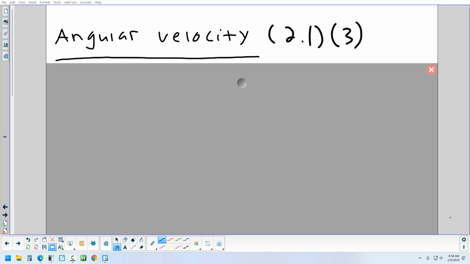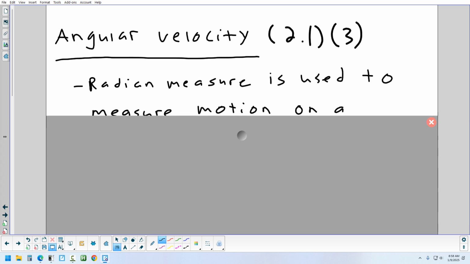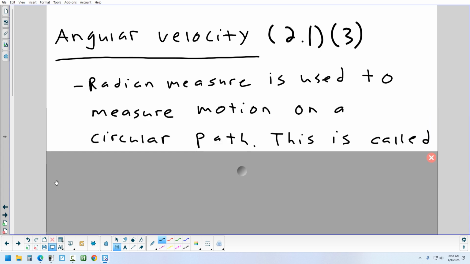All right, so the last section we're going to look at is what's called angular velocity, and it's 2.1 part 3. So what we're going to look at is basically how we can describe the speed of something that's spinning. Okay? And the unit that we generally use is radians. Okay? There are other units. You can use degrees. You can also use revolutions. But in our book, when they don't tell us what unit to use to describe the speed of something moving in a circular path, the default unit we'll go to is radians.